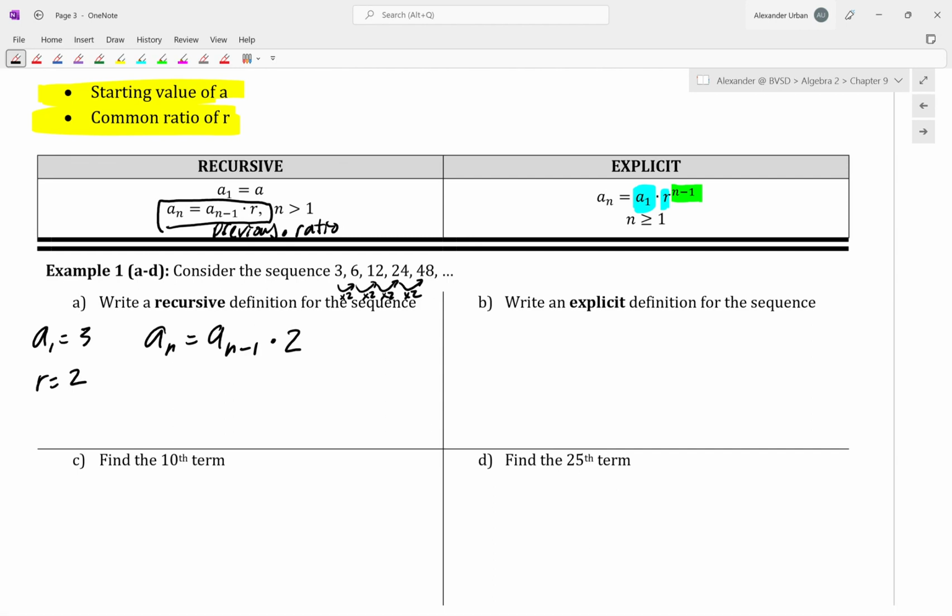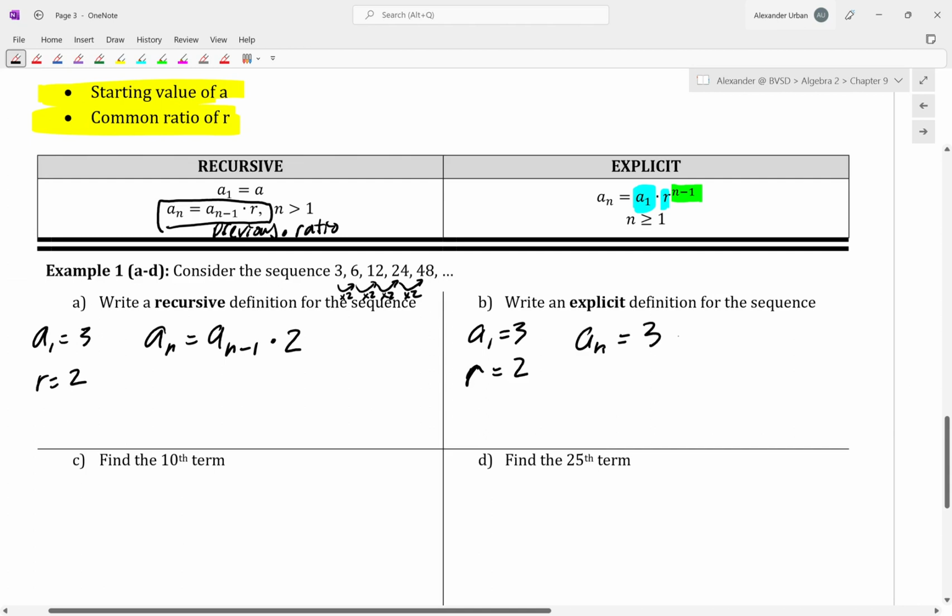So now I want to write the explicit definition. Again, my first term is 3. My common ratio is 2. So in this case, if I want the nth term, I need to have my first term times my ratio raised to the n minus 1. Again, notice how the n minus 1 doesn't change because I don't know what term I want.